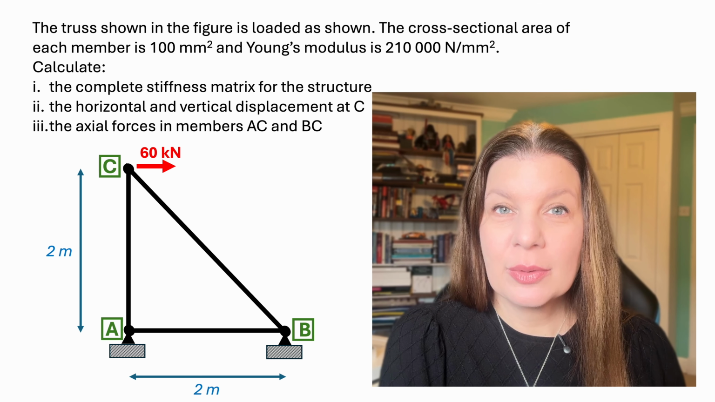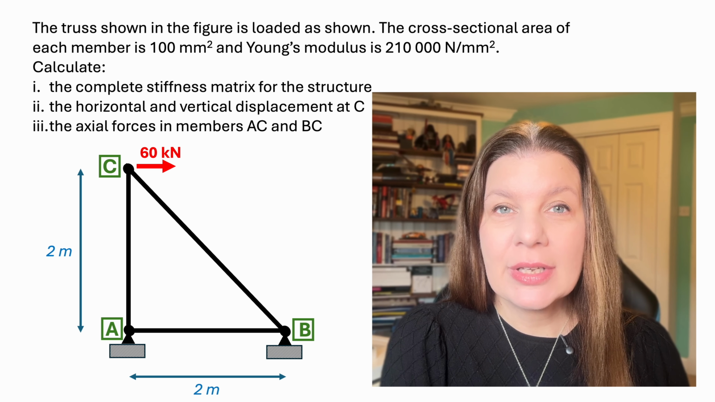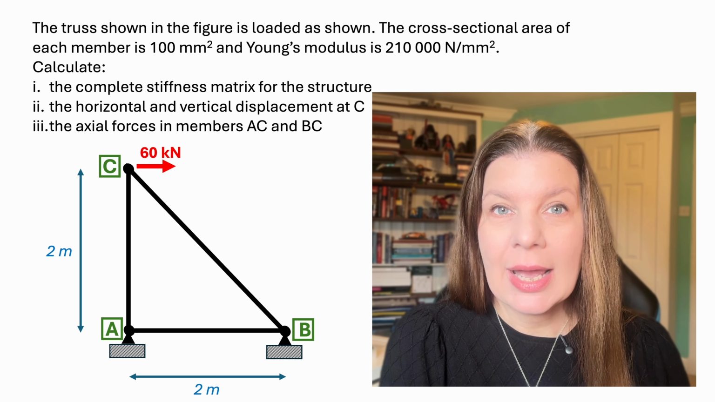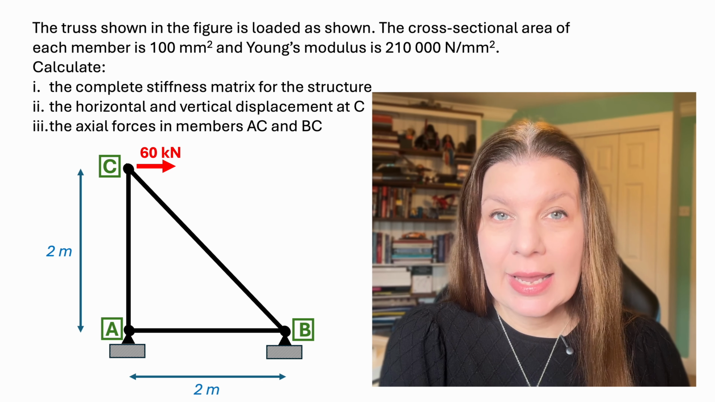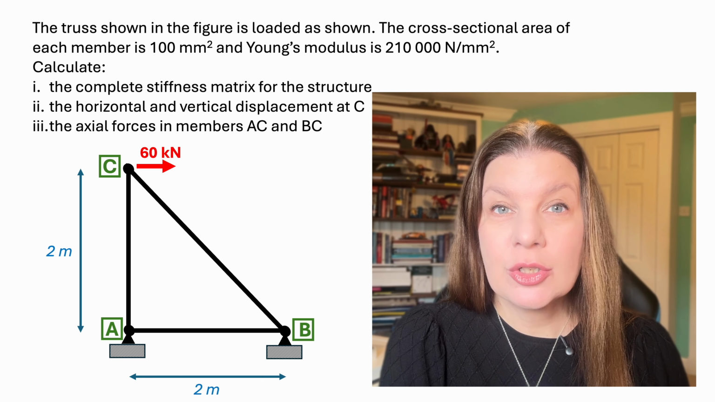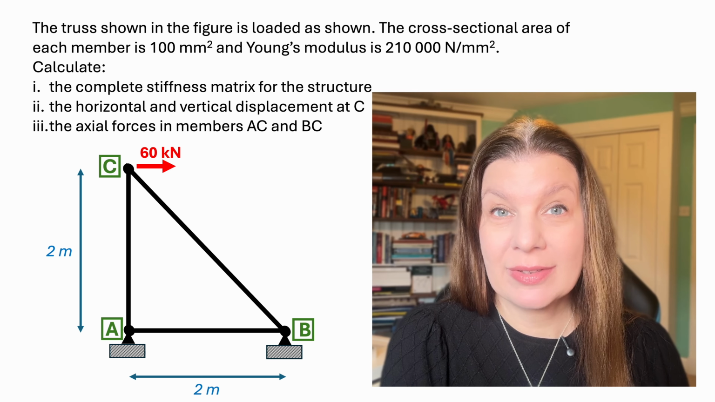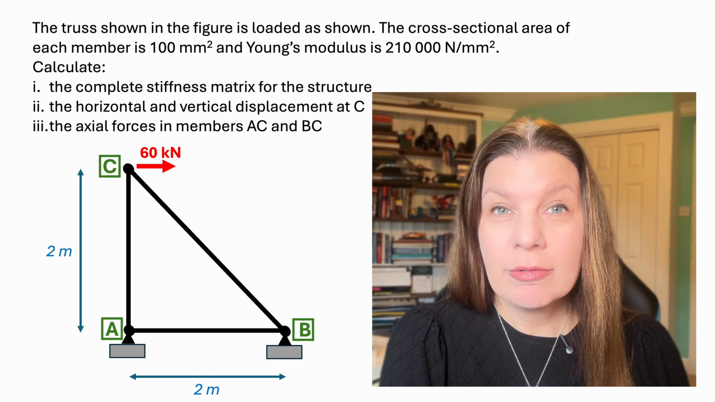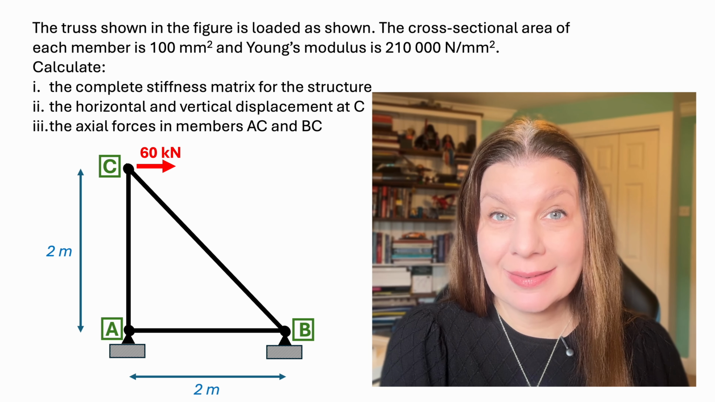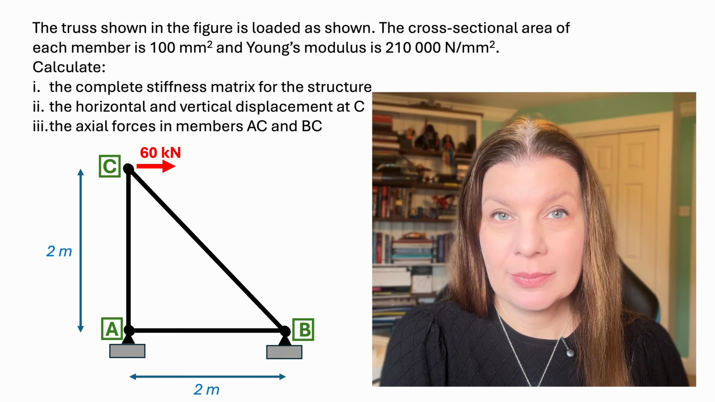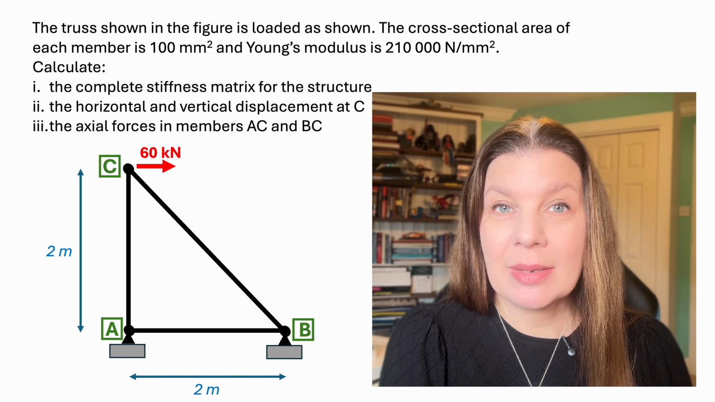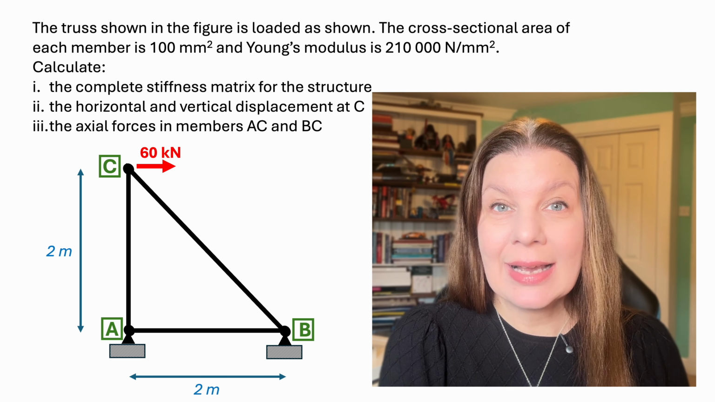This is the question that we're going to solve today. As you can see, it's a truss with 3 members and 2 pin supports at A and at B. E and A are given to us, and we need to do 3 things in order to solve this exam question. 1, find the full stiffness matrix. 2, find displacements at C. And 3, find internal force members. We'll go through this step by step together so you can see exactly how to solve it.